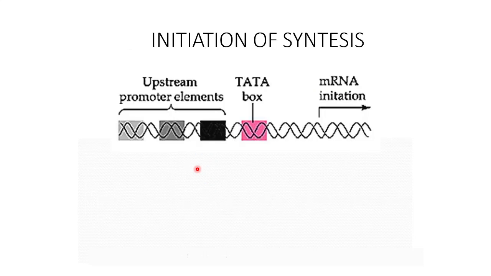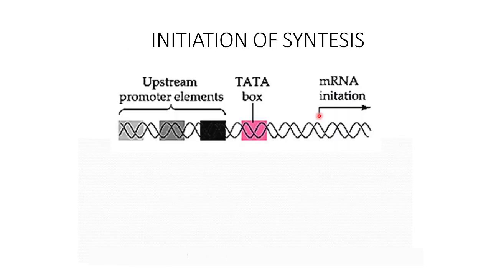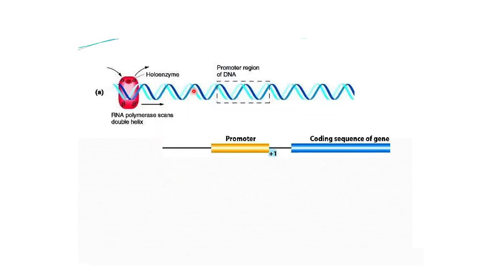Now we will get into the initiation of the synthesis. So there are upstream promoter elements. You have the TATA box, and if you're considering from minus 35, after 35 base pairs, or after 10 base pairs if you're starting from the second site, starts the mRNA initiation process. RNA polymerase is a huge enzyme. It binds around 60 nucleotides at a time.